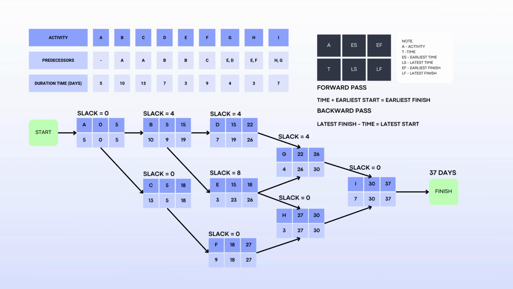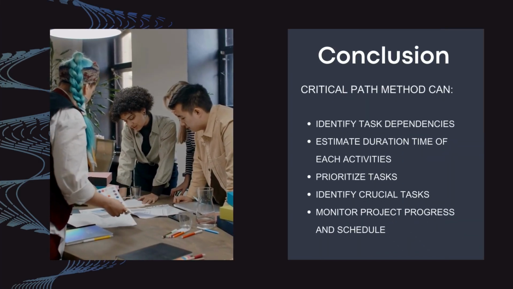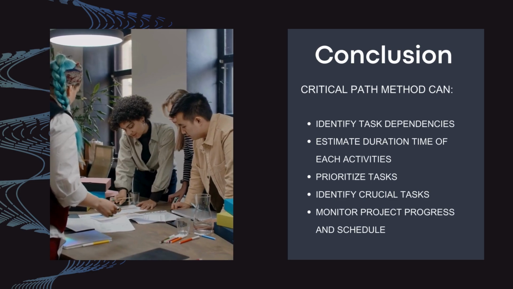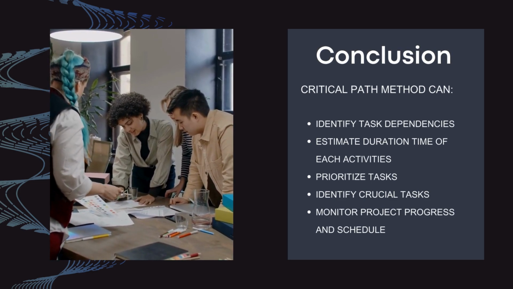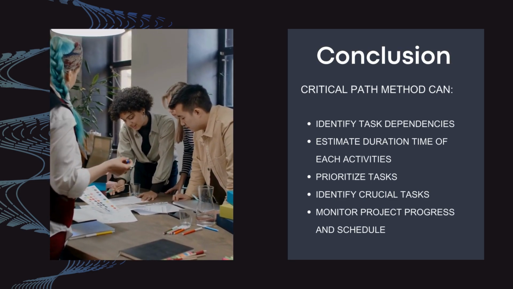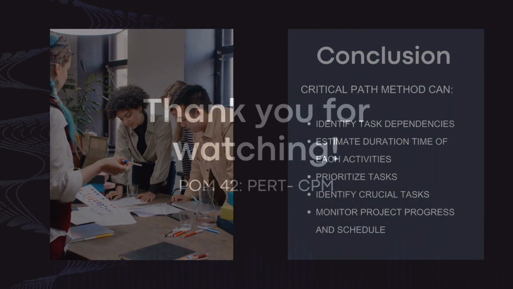Once slack values are computed, we can now state the critical path by looking at which activities have 0 slack. Therefore, the critical path will be A, C, F, H, and I. This critical path is the longest sequence of activities that must be finished on time for the entire project to be completed. Finally, to sum up everything that we have discussed, the critical path method is a useful project management tool to help you prioritize tasks and deliver projects on time.